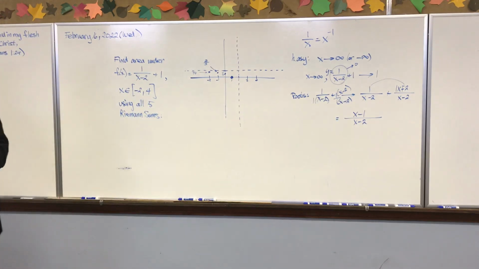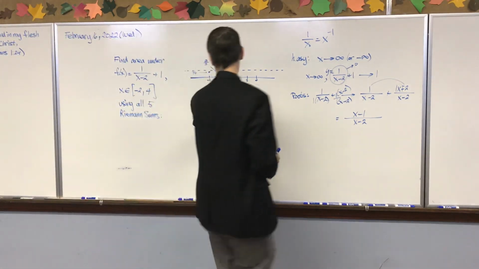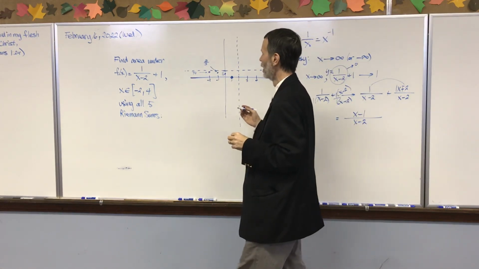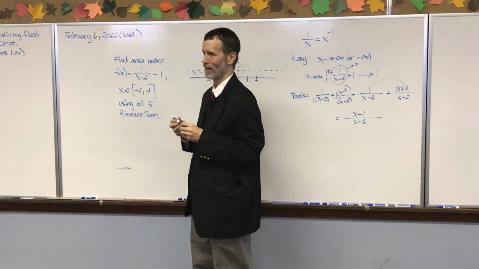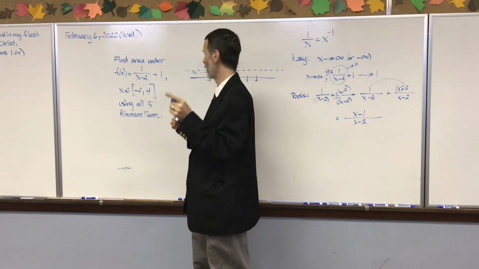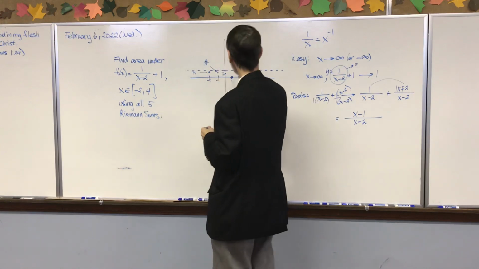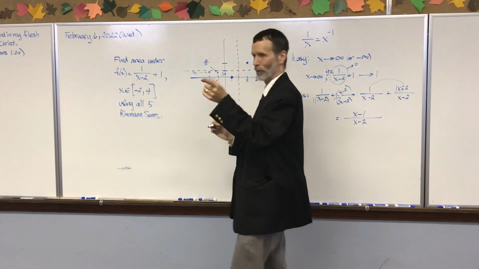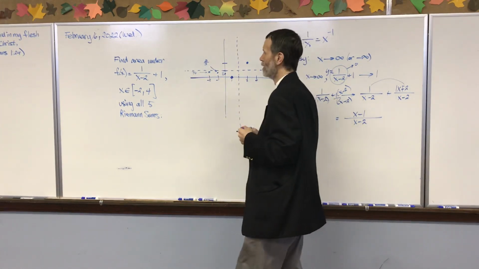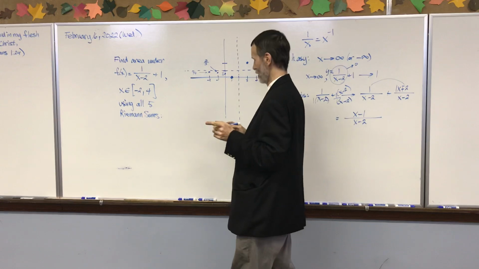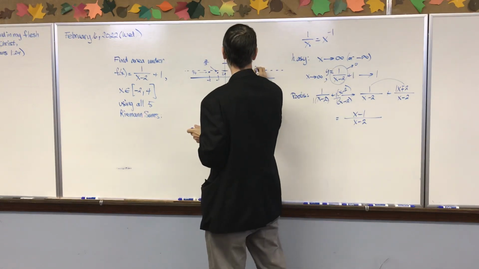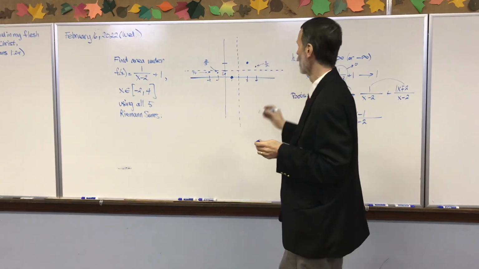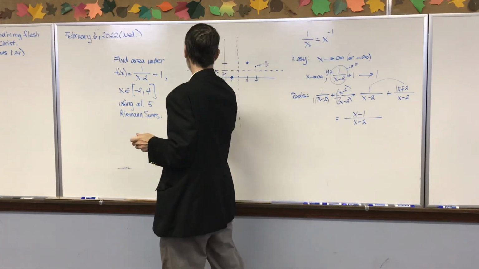Go to the other side. What's the height at x equals 3? Plug it in here. 1 over 1, then plus 1. So there's a height of 2 here. Do one more. Try 4. 1/2 plus 1, so 1.5. And mark that. That's 3/2. The graph is going to be doing this.